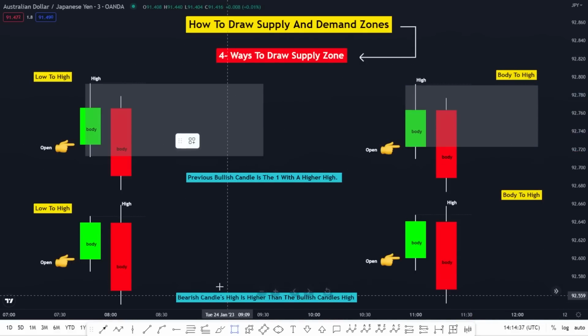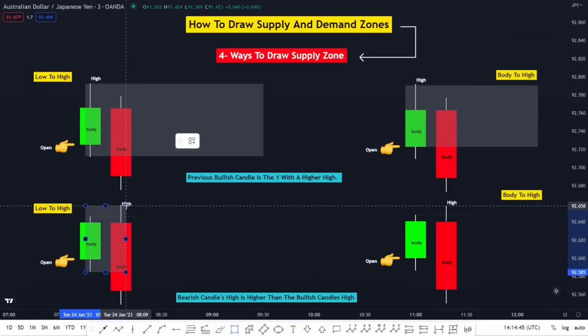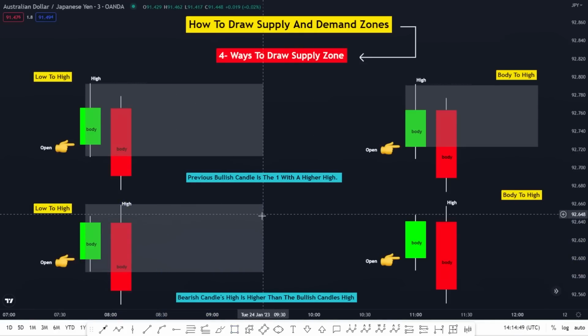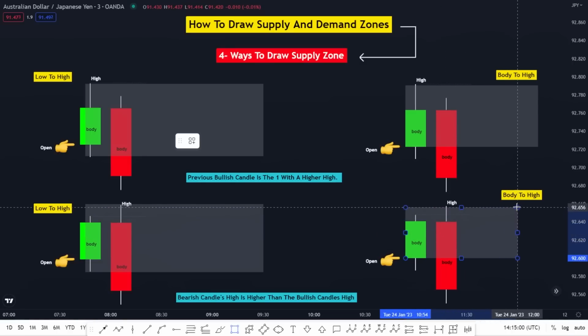On the third one we can see that the bearish candlestick is the one with the higher high. So we will start by drawing the zone from the low of the bullish candlestick, then to the high of the bearish candlestick. Lastly, the fourth one is the same as the third one, but we will start by drawing the supply zone from the previous bullish candlestick's open, then to the high.